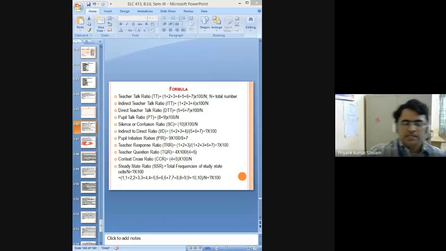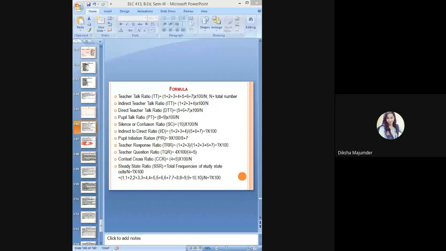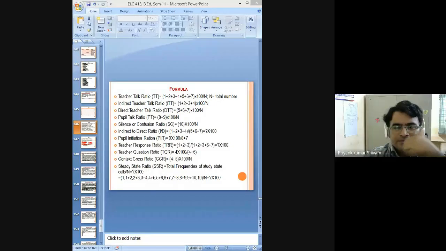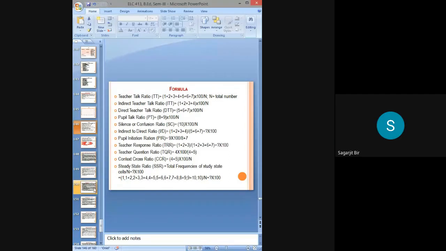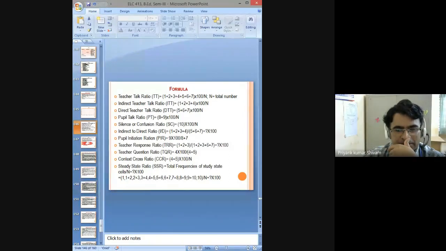And do one thing, just compile what you can. Sir, last one. Steady state ratio. Yesterday tested. Very good. That is a good question. Sir, I have a problem. Yes, please, Sagarjit.